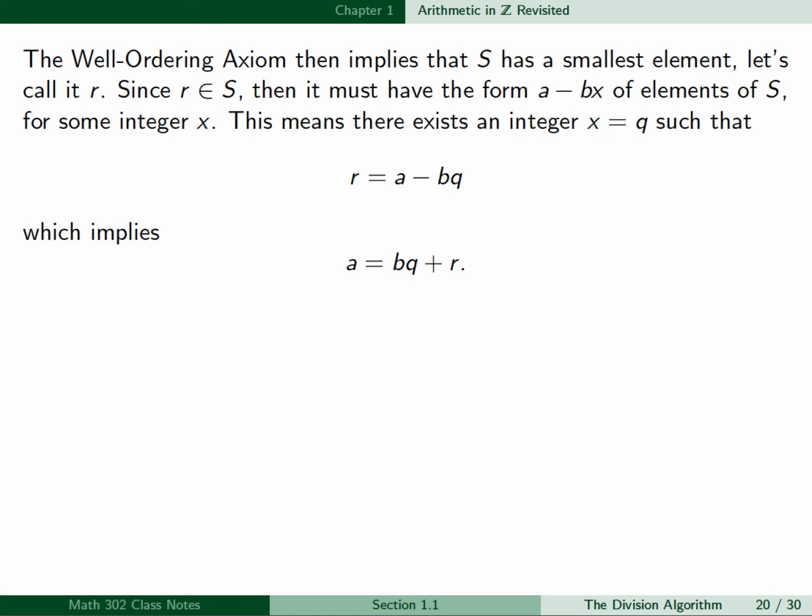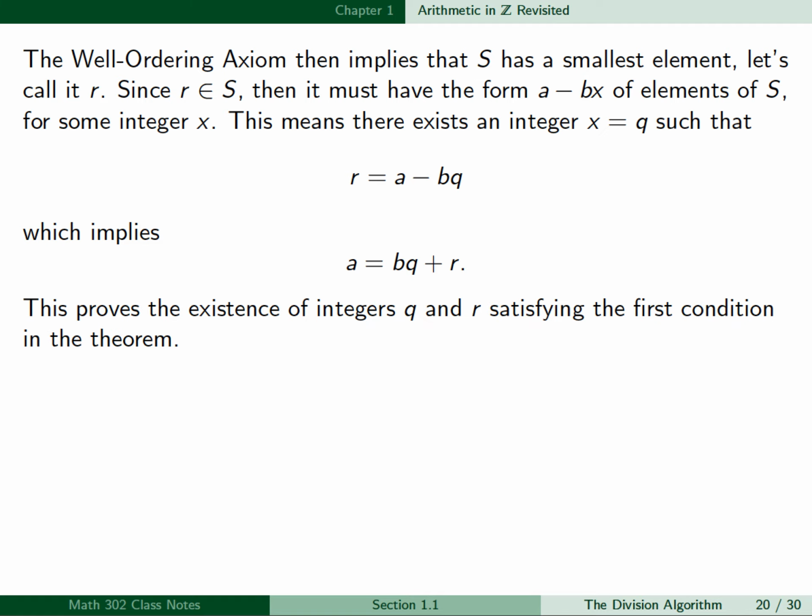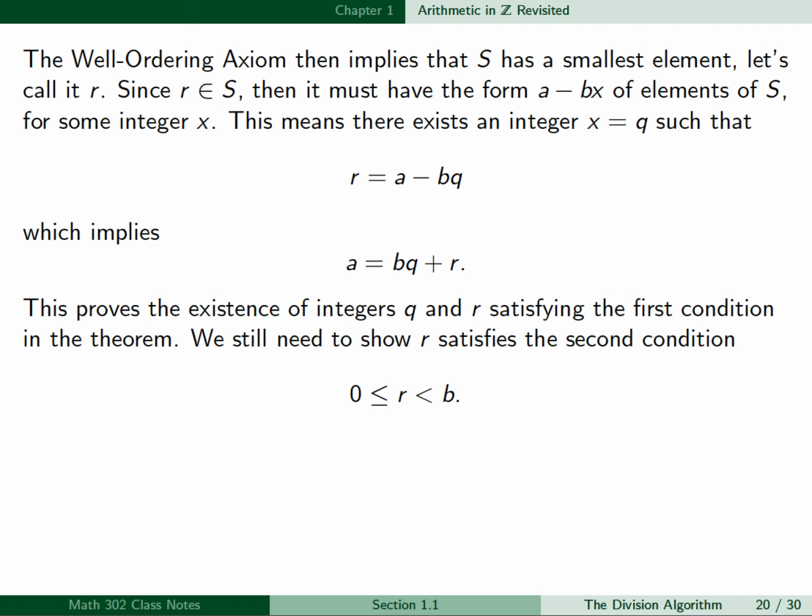So at this point, we've used the well-ordering axiom to prove the existence of an element r, and the existence of an element r tells us that there also exists an element q. So we've now proved the existence of q and r. And our two integers q and r satisfy the first condition in the theorem, namely that a is equal to bq plus r. We still need to show that r satisfies the second condition, namely that 0 is less than or equal to r is strictly less than b.